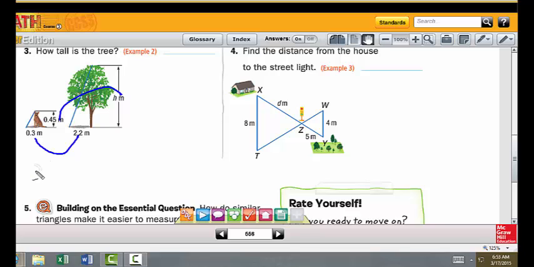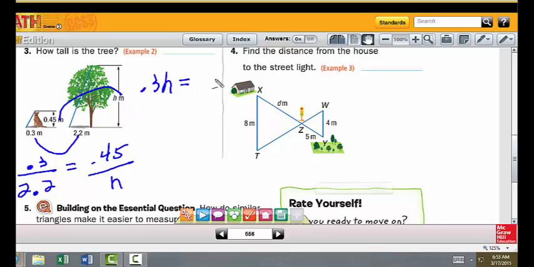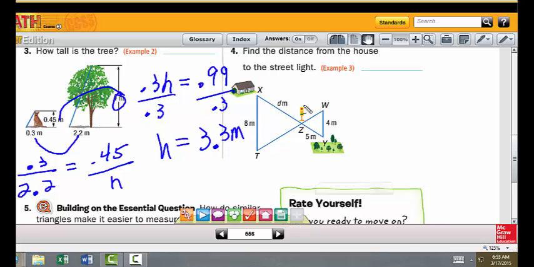So we're going to have 0.3, 3/10, over 2.2 equals 45/100, 0.45, over h, our unknown. So we have 3/10 h equals 2.2 times 0.45, which is 99/100. So we're going to divide both sides by 3/10, and we have h equals 3.3. And our unit is meters, so we're going to put meters on that.